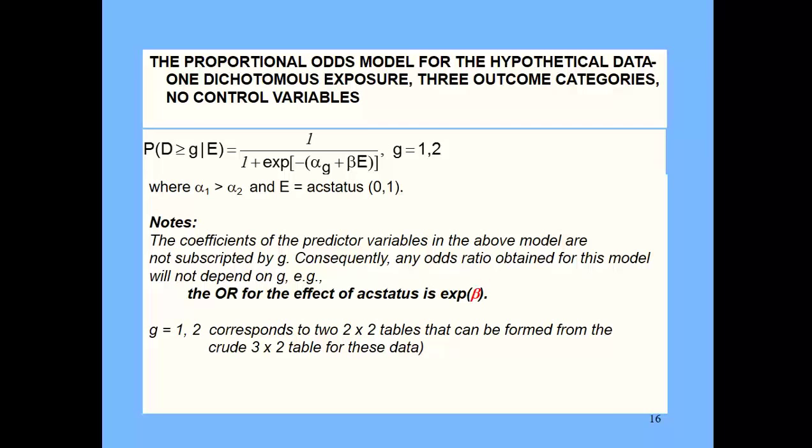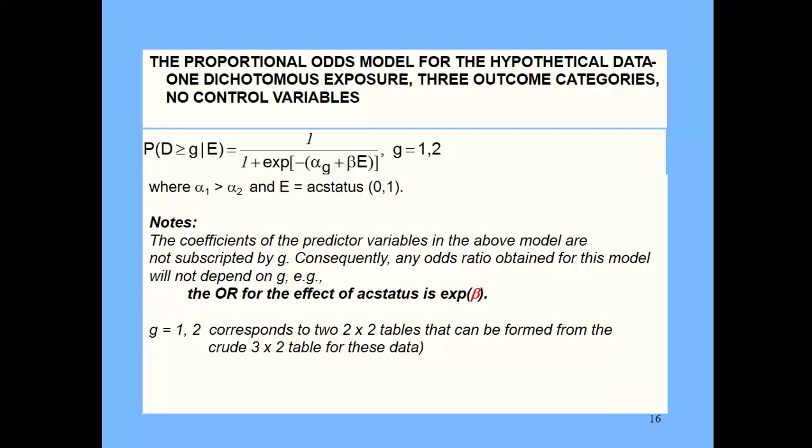This doesn't say that. It's D, given the outcome was greater than or equal to G, and G is 1 or 2. Remember, there are 3 ordinal categories. When there are 3 ordinal categories, the maximum number you can have is 2. It's always 1 less than the number of ordinal categories. This little g is 2.